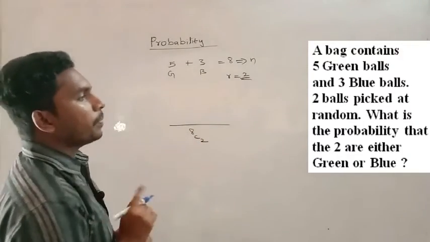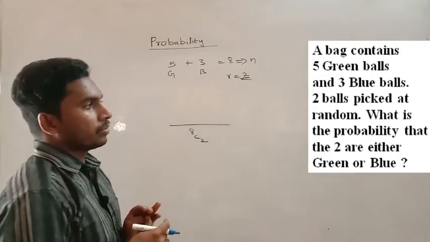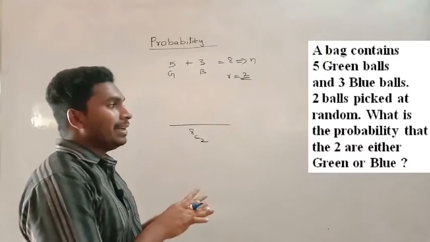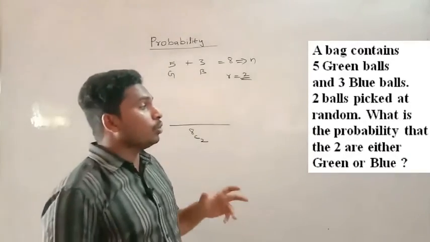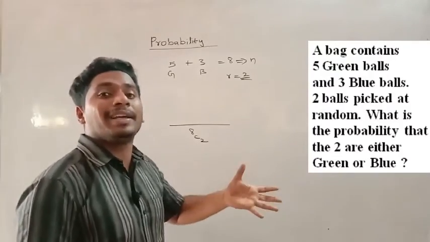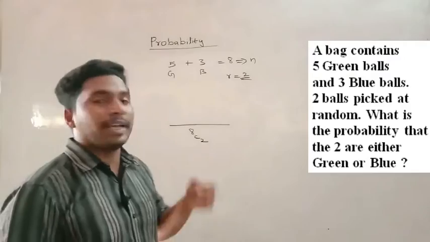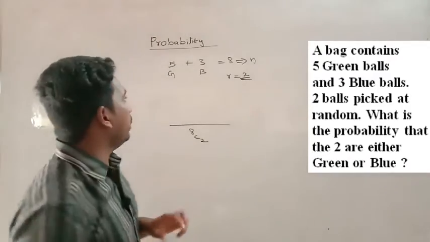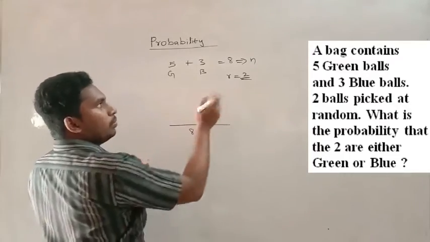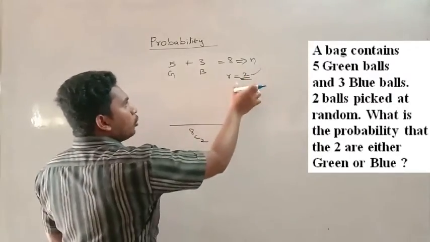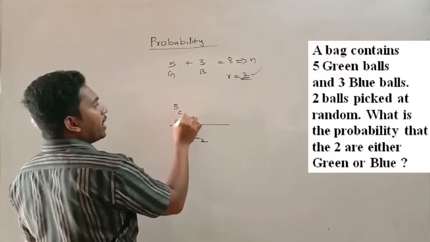What is the probability that 2 are either green or blue? Out of the 2, either both will be green or both will be blue. We don't know which. How many green are there? Suppose the 2 balls that you have picked are both green. If that is the case, then that will be 5C2, right?